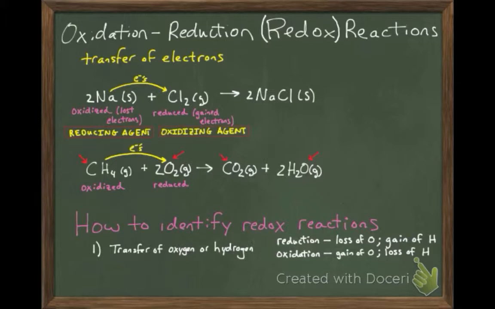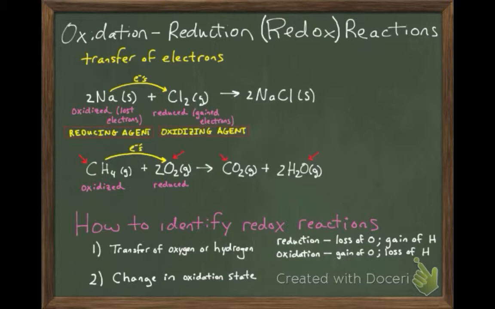But of course, not all reactions involve hydrogen and oxygen, for instance the top reaction between sodium and chlorine. In that case, we're going to use a more formal method, which is to assign oxidation states. A change in oxidation state can be used to identify a redox reaction, and we're going to go over a list of steps and rules by which we can do that.